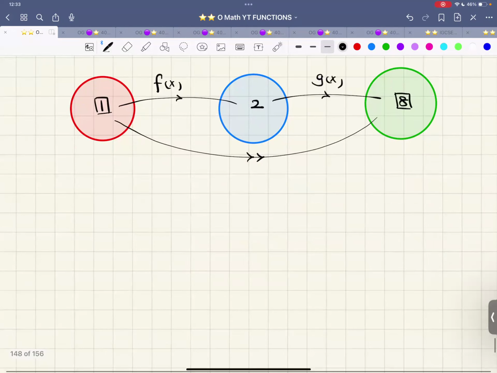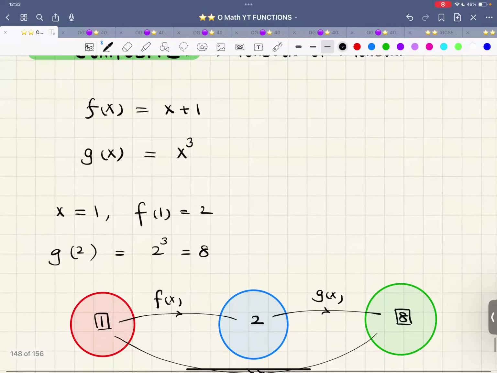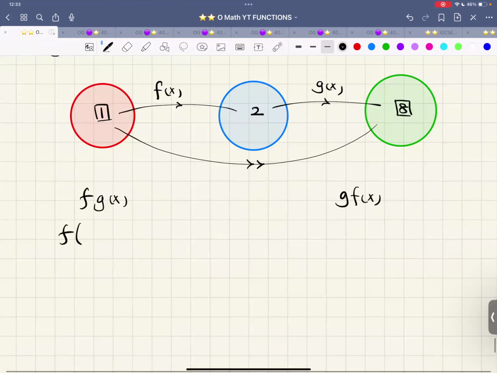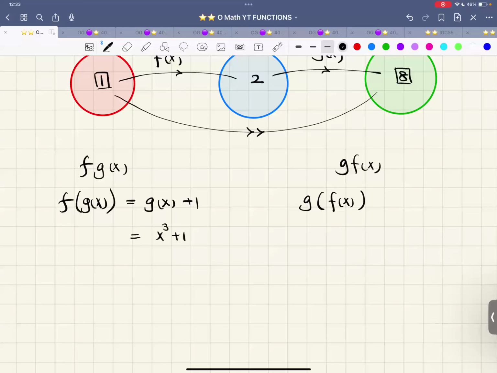So now, how do you do this? You either evaluate f of g(x) or you evaluate g of f(x). Which is the correct one? We will soon know. So f of g(x) means plug g(x) in place of x. What is f(x)? x plus 1. So this is g(x) plus 1, which is x cubed plus 1. And g of f(x) means plug in f(x) inside g(x). g(x) is x cubed, so that is f(x) the whole thing cubed, which is (x plus 1) the whole thing cubed.